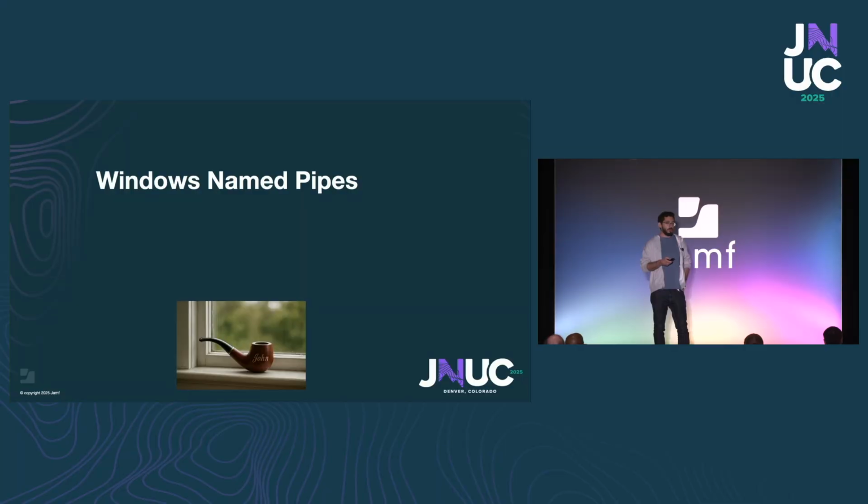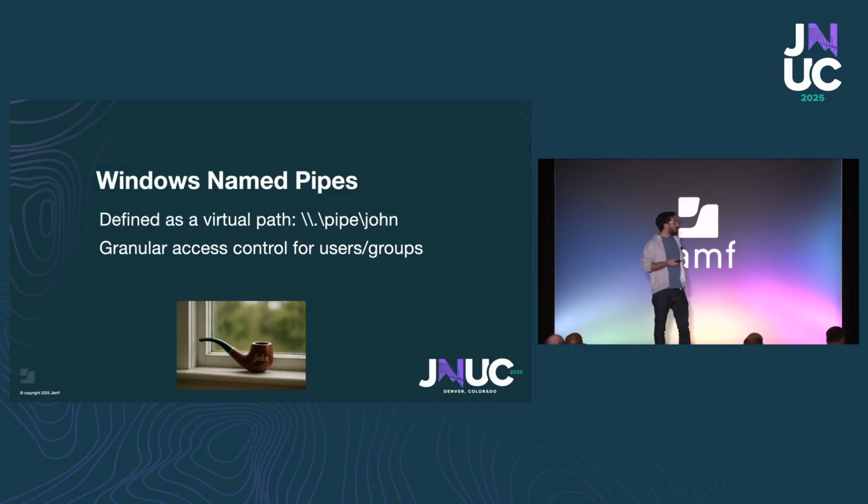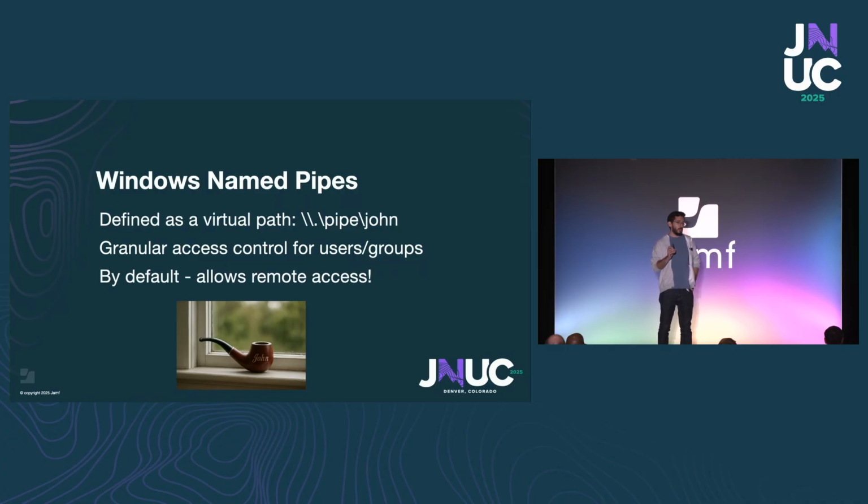Windows uses something called named pipe. So here we have a pipe called John. It's very similar to a Unix domain socket, but you have a bit more granular control over users and groups. So it's actually implemented a little bit better. But you need to be careful because by default, you have remote access. So this is not strictly local for Windows. Someone remote can connect to it. So you will have to define it to be only locally accessible if you use named pipe on Windows. You need to be careful about that because by default, it's not like that.